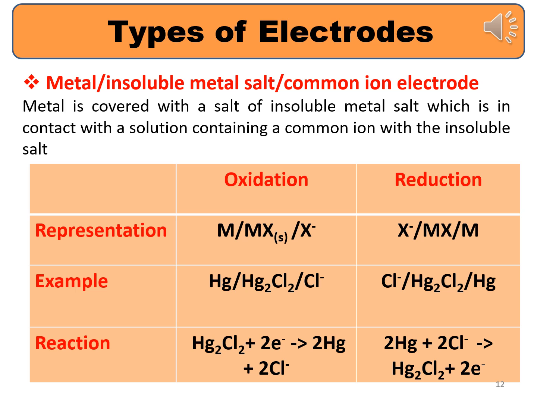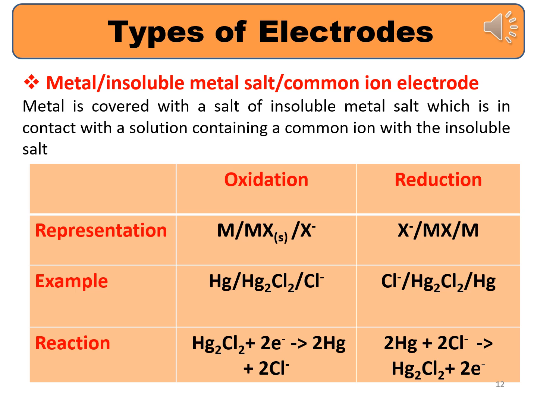Another type of electrode is the metal insoluble metal salt common ion electrode. In this type of electrode, the metal is covered with a paste of its insoluble metal salt, which is in contact with a solution containing a common ion with the insoluble salt. For example, the calomel electrode. In this type of electrode, mercury is in contact with an insoluble precipitate Hg2Cl2, which is in contact with KCl solution.